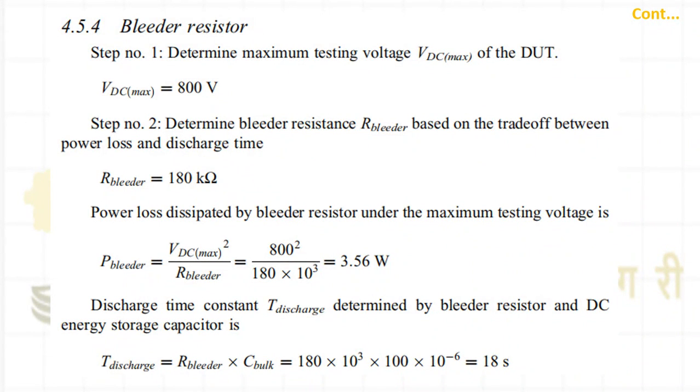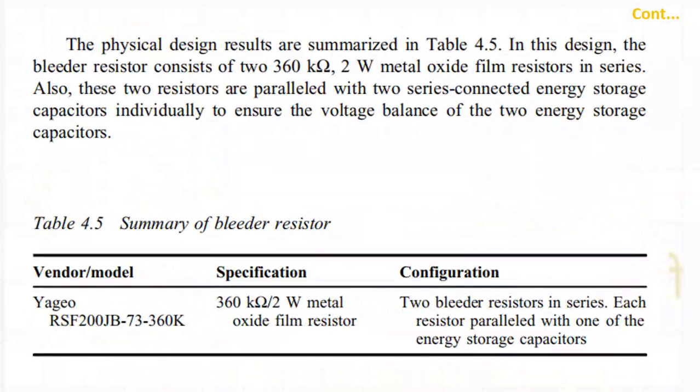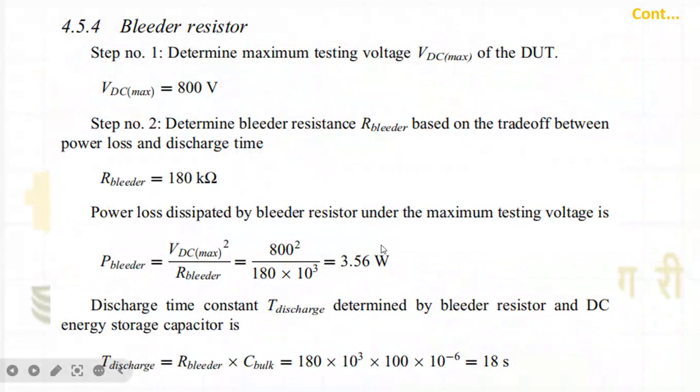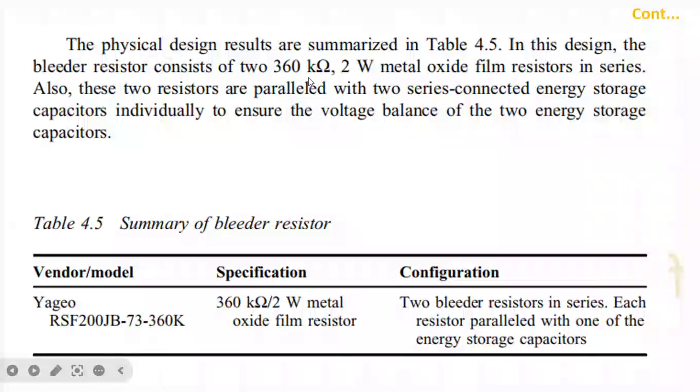So this is how we have calculated the 4 parameters so far. So in physical implementation I can use the same kind of thing: two bleeder resistors in series, each resistor in parallel with one of the energy storing capacitors. So this is how we can make the combination and proceed further. So what value do we need? 180 kilo ohm per capacitor I have considered, 360 kilo ohm in total. So this is how we can distribute the power loss also, and proceed further.